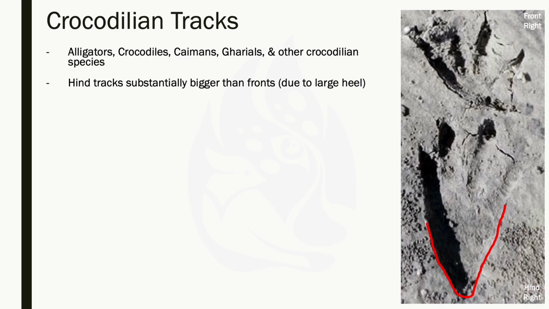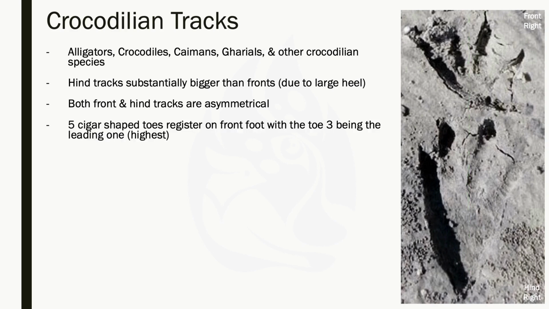So again, we've got the hind track in the below photo and the front track above. And so there's a big difference. They really don't look anything alike. Also, you'll notice that the tracks are very asymmetrical. If I draw a line down the middle, you can see, particularly in the front track up above, that the left-hand side and the right-hand side do not match up at all. And even in the hind foot, it's still quite asymmetrical. There's a big difference between the left and the right.